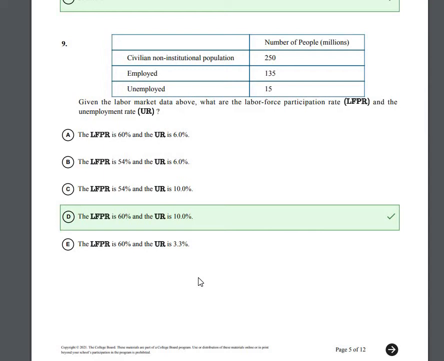Number 9, given the labor market data above, what are the labor force participation rate and the unemployment rate? If you calculate all that, the labor force participation rate is 60% and the unemployment rate is 10%. Okay, and again, labor force participation rate is the number of people in the labor force divided by the number of people in the population. Okay.